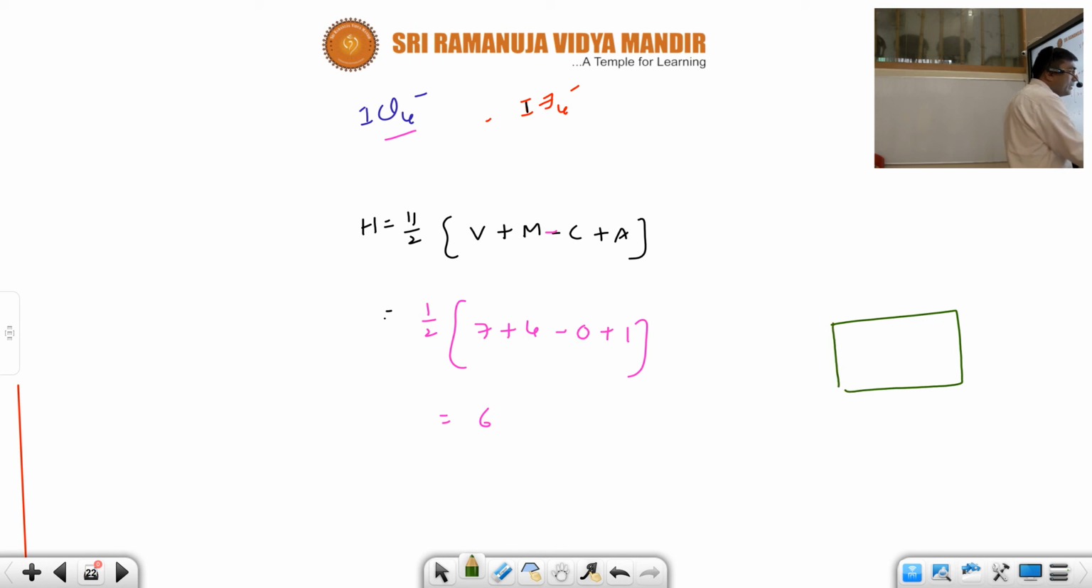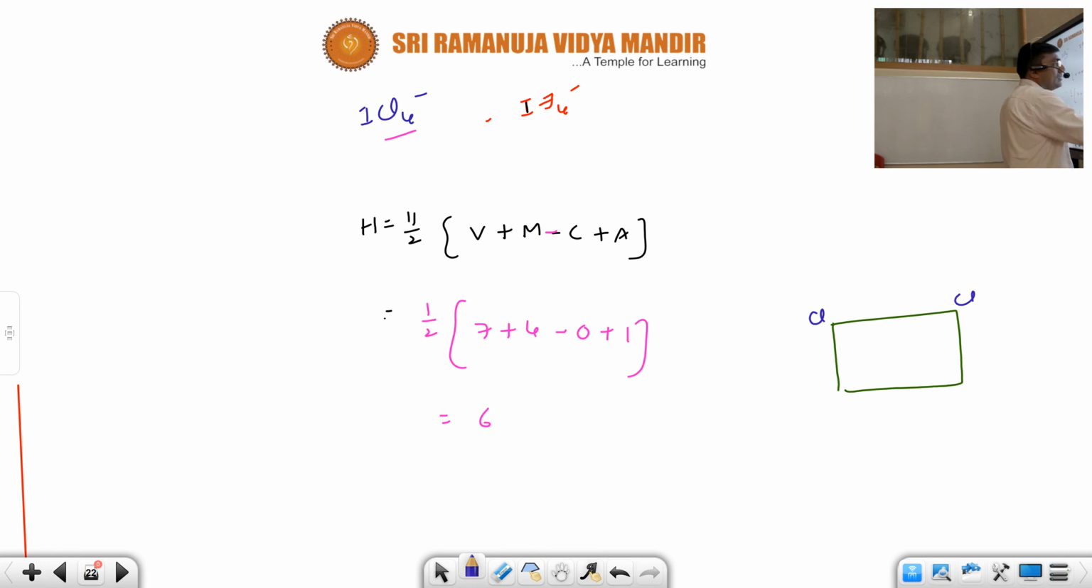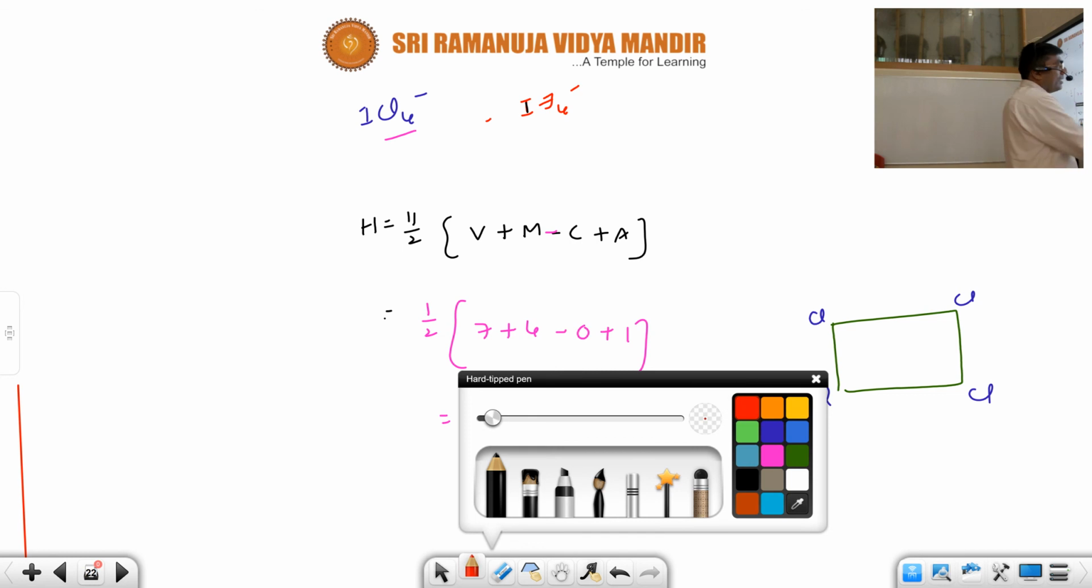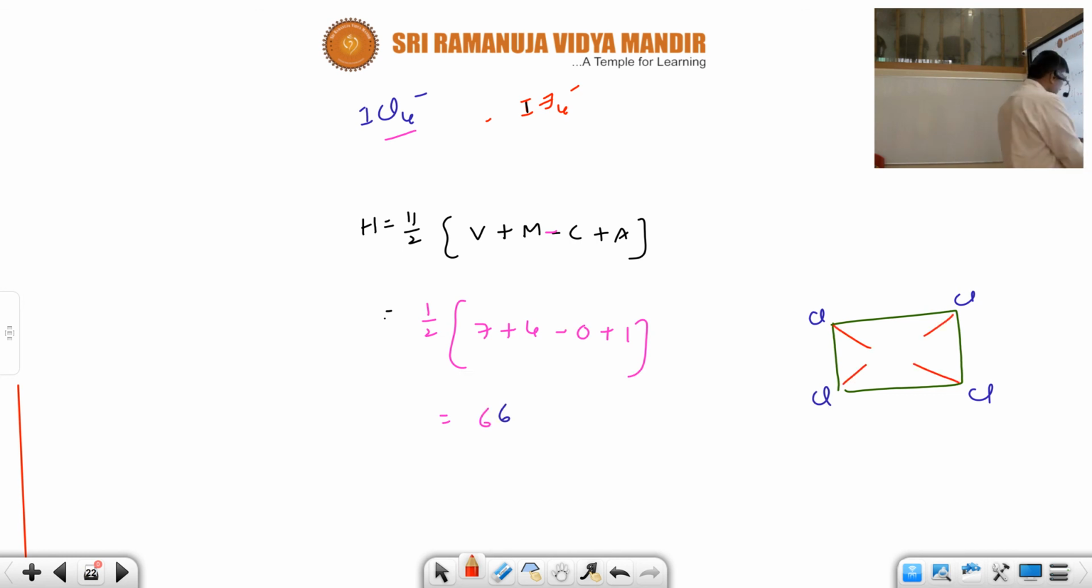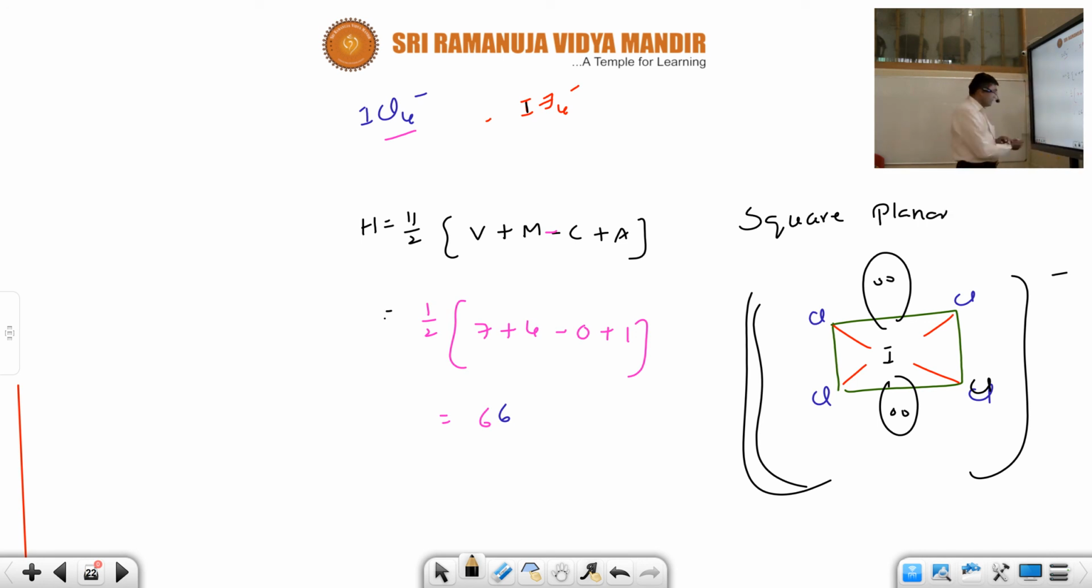What is the geometry here? This is a square planar geometry. So here you have Cl, Cl, Cl, Cl. Agreed? And what is the central atom, students? Central atom is I, and you have here 2 lone pairs. ICl4 minus is having square planar geometry. Square planar geometry.